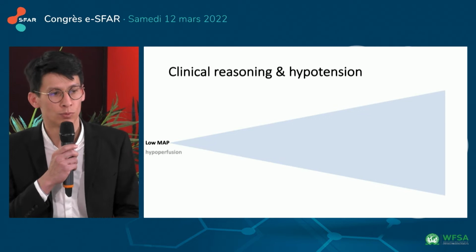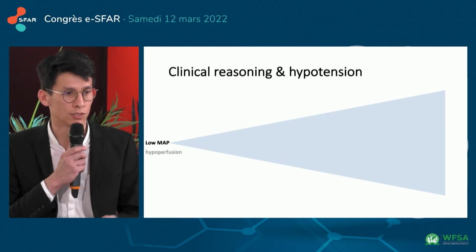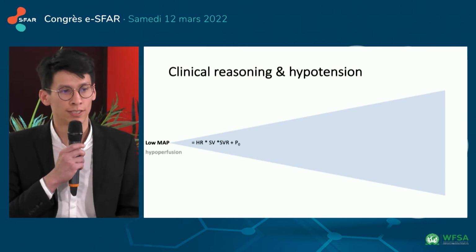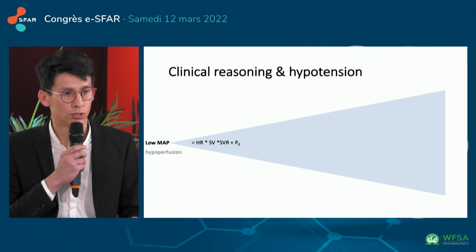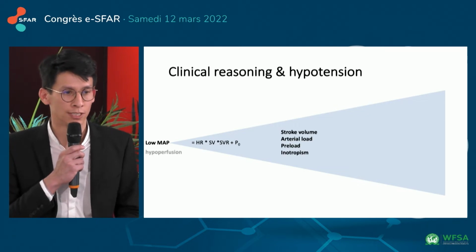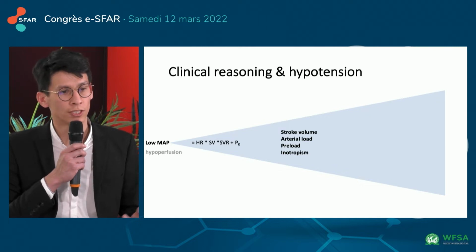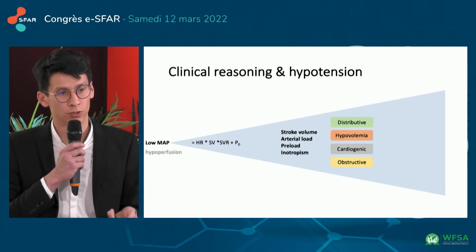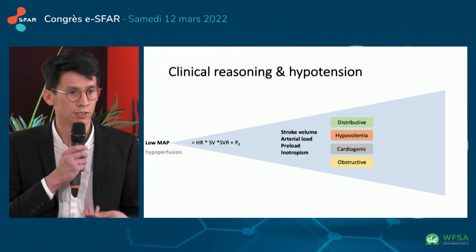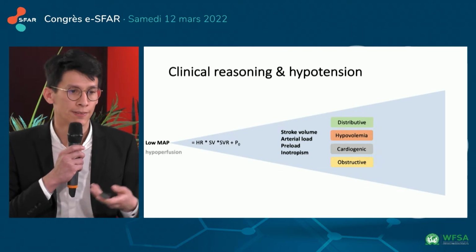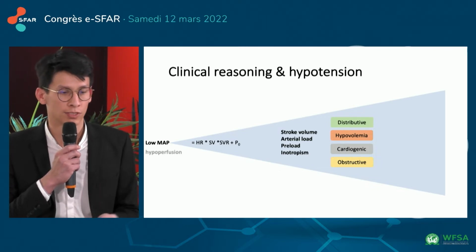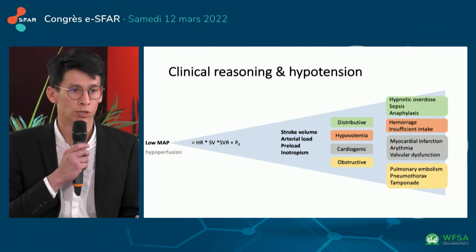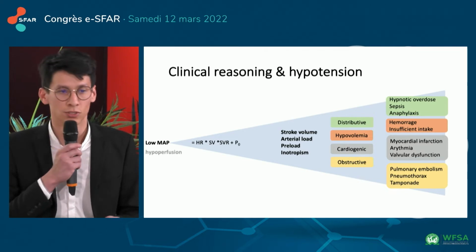So you start with a low MAP pressure, let's say pathological low MAP pressure, so in the context of hypoperfusion. You apply the basic hemodynamic equation for MAP pressure, and you can find the determinants of MAP pressure. Those determinants have been combined to determine several types of shock. There are two frequent types of shock in the OR, which are distributive vasoplegia and hypovolemic shock. And there are two less frequent kinds of shock, which are cardiogenic shock and obstructive shock. And beyond each type of shock, you have, of course, different causes for the hypotension.